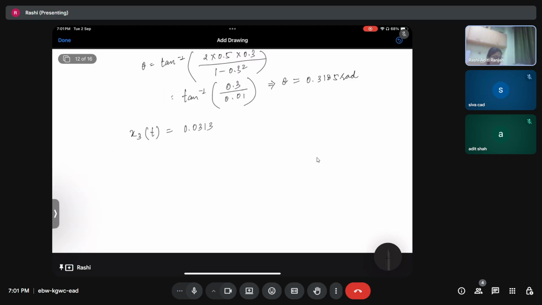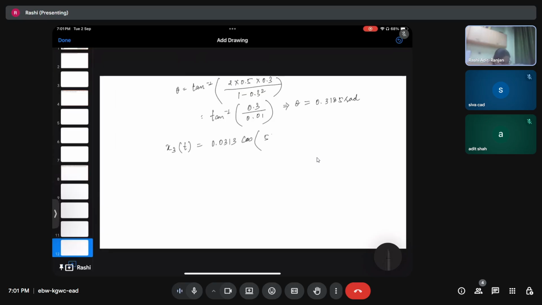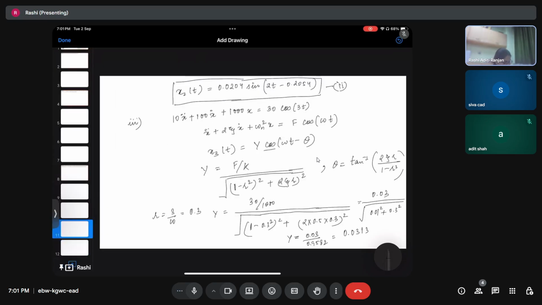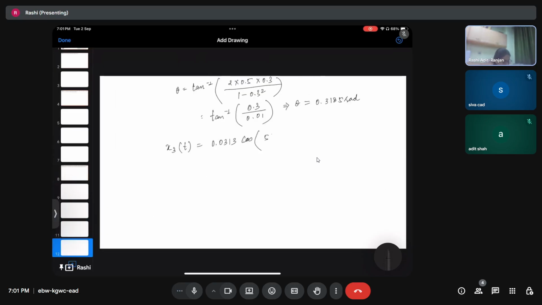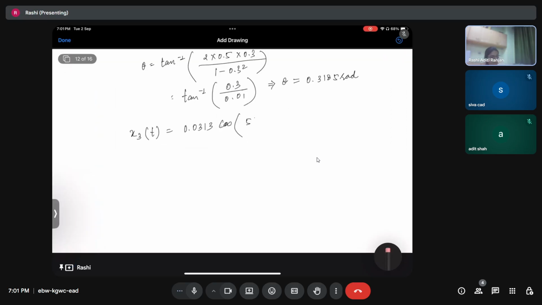So finally, x3 of t can be written as 0.0313, not sine, this is going to be cos of 3t minus 0.3185. So this is going to be the third solution.